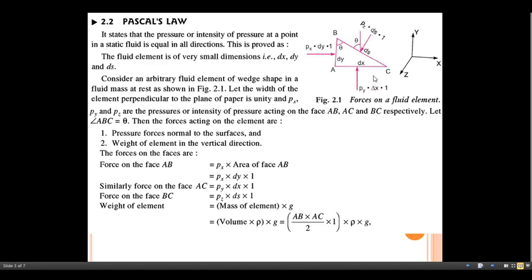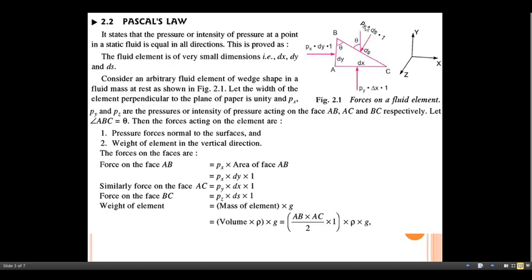Okay, so dx multiplied by 1 is nothing but the cross section area of this face AC. You can get this in this way: Py multiplied by dx multiplied by 1. Now the force on the face BC, let us consider this is BC.